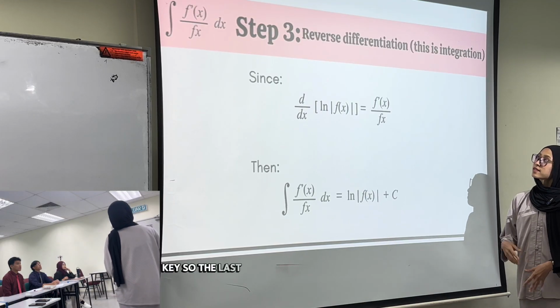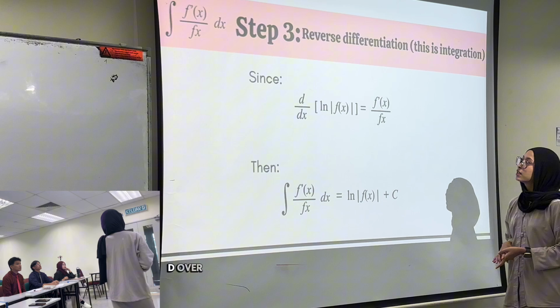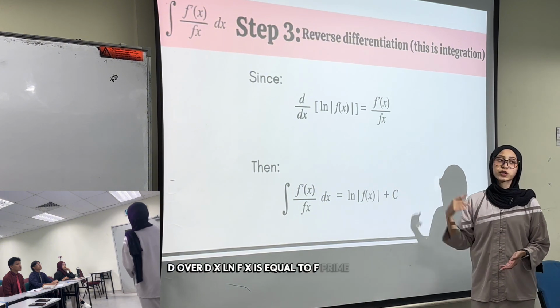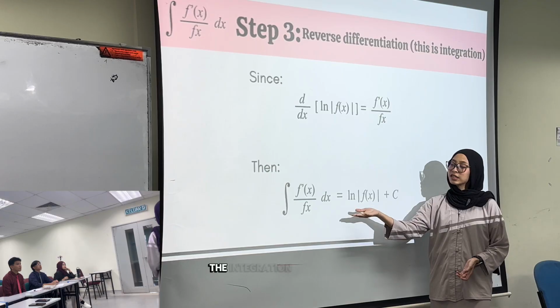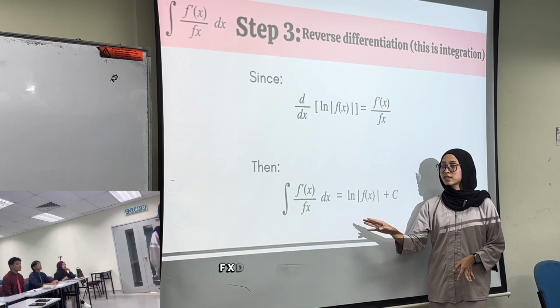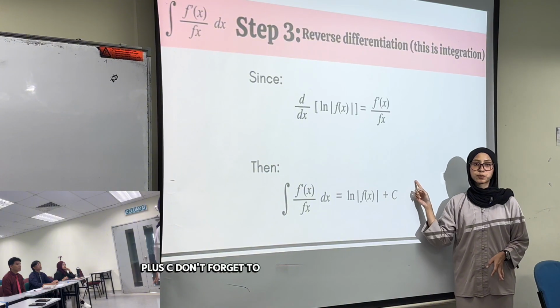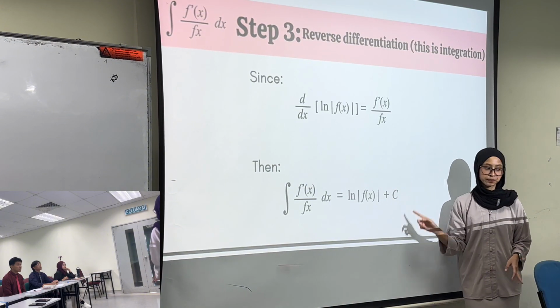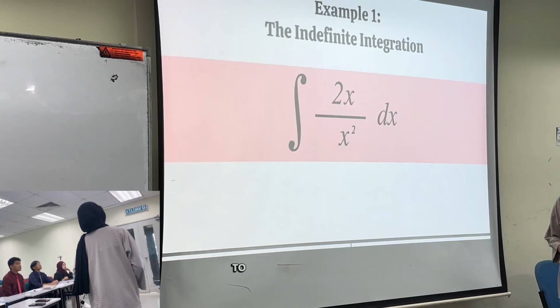The last step is reverse differentiation. Since d over dx of ln fx is equal to f prime x over fx, we get the integration of f prime x over fx dx is equal to ln fx plus c. Don't forget to put c at the end of the answer. Let's move to the example.